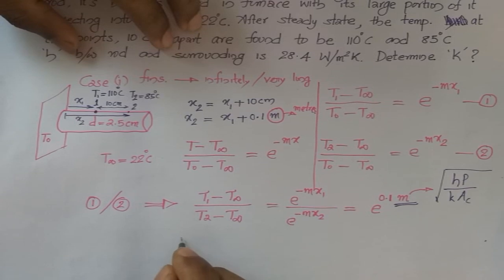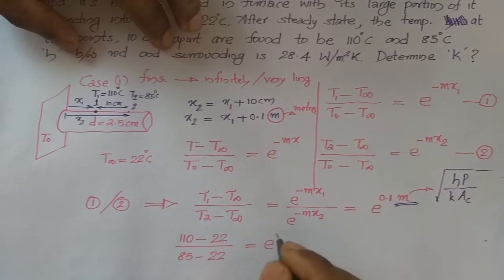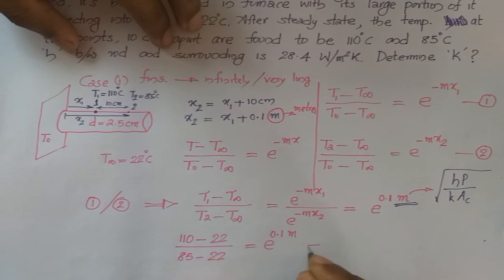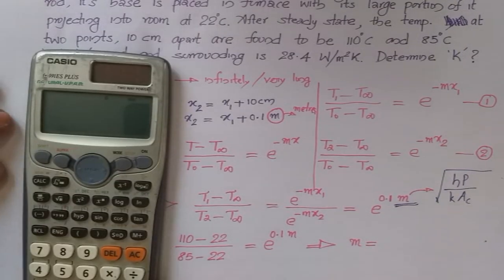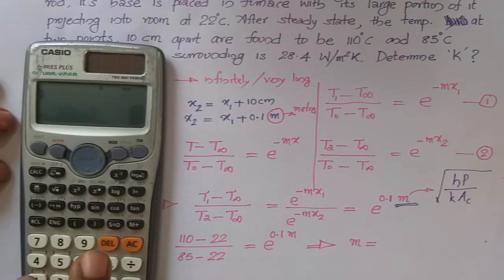T1 is 110 degrees Celsius minus atmosphere 22 degrees Celsius divided by T2 is 85 minus 22 equal to e raised to 0.1 m. Solve this and from that find the value of m. So if you are solving this one, then you will be getting left hand side 110 minus 22 divided by 85 minus 22.